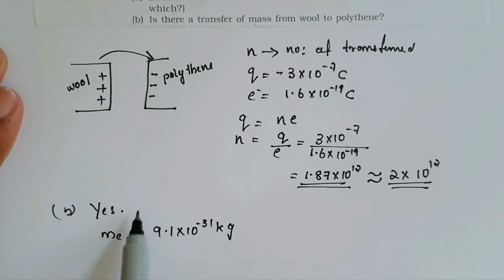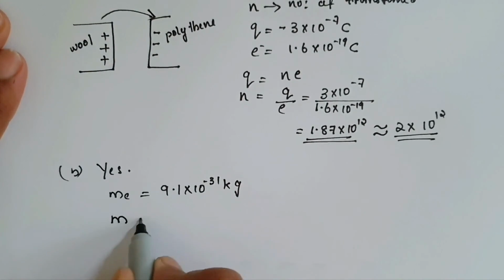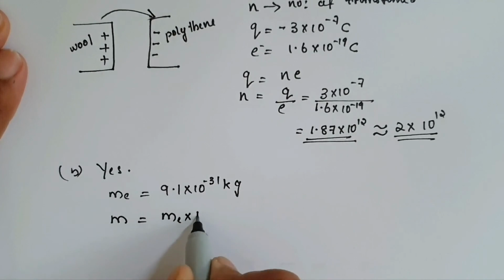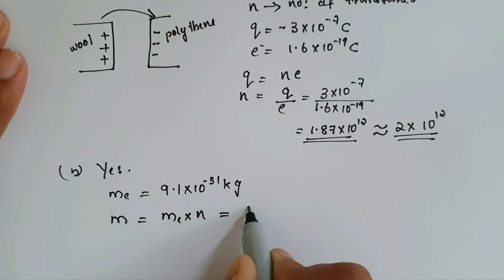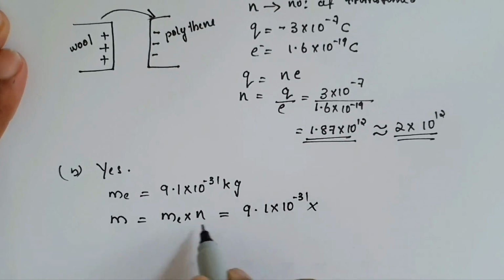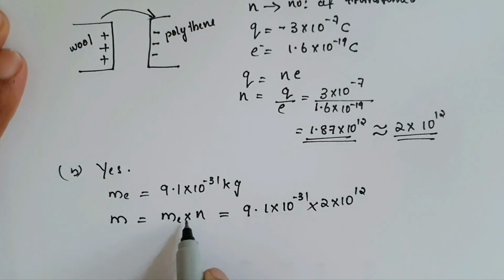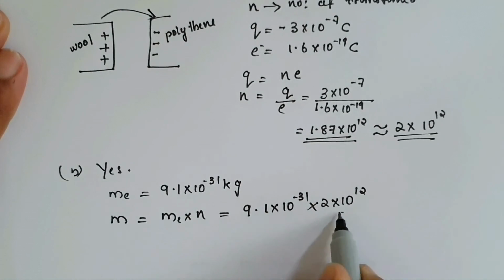So n number of electrons are transferred from wool to polythene. So mass of one electron is 9.1 into 10 raised to minus 31 kg. Now what is the mass of n number of electrons? That is M is equal to m e into n. Now substitute the values, that is 9.1 into 10 raised to minus 31 into n is 2 into 10 raised to 12. n number of electrons are transferred from wool to polythene.